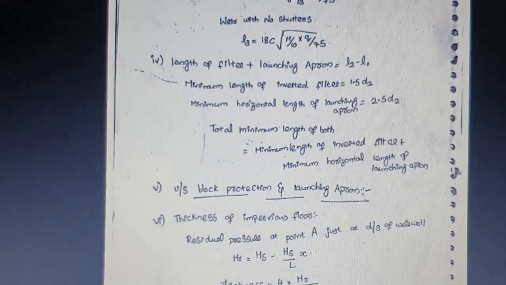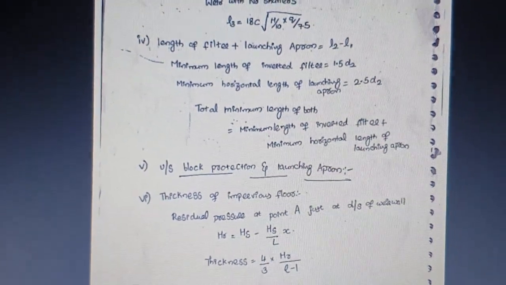And in the upstream impervious apron L2, we are going to consider the upstream impervious apron, which is capital L minus L1 minus B plus 2D1 plus 2D2, and total length of the downstream apron with shutters and without shutters, which is L3 is equal to 18C into square root of HS by 13 into Q by 75. And if there are no shutters provided to the downstream apron, then L3 is equal to 18C into square root of H by 10 into Q by 75.